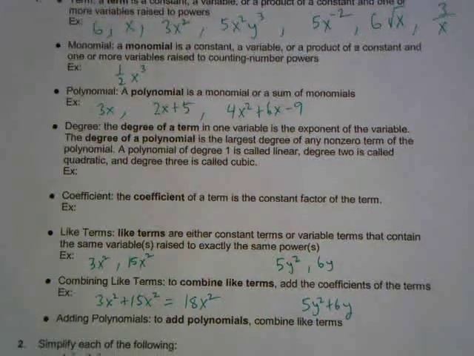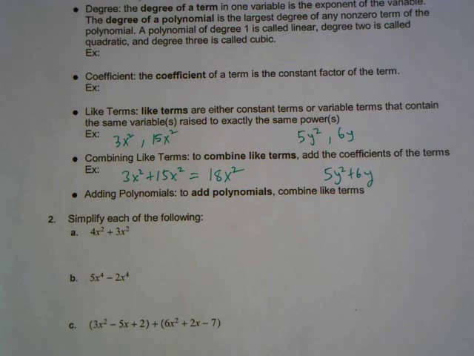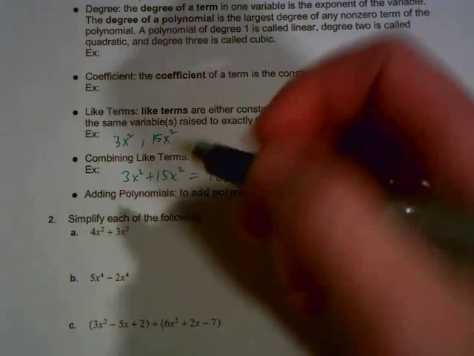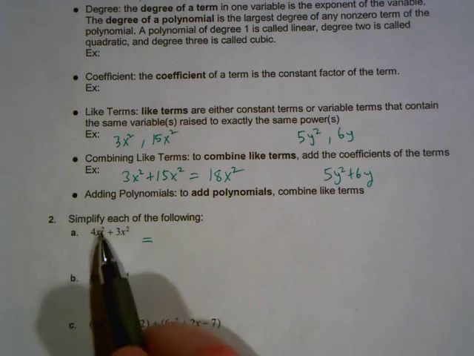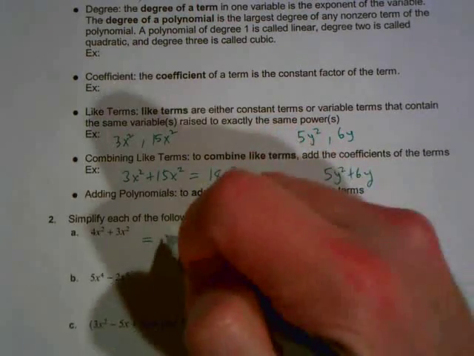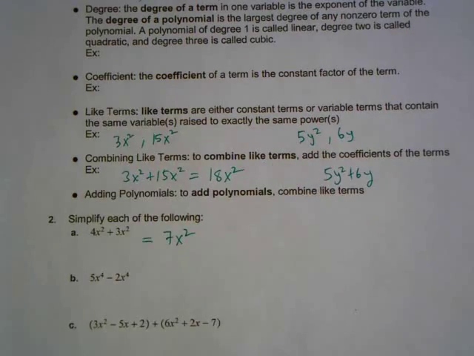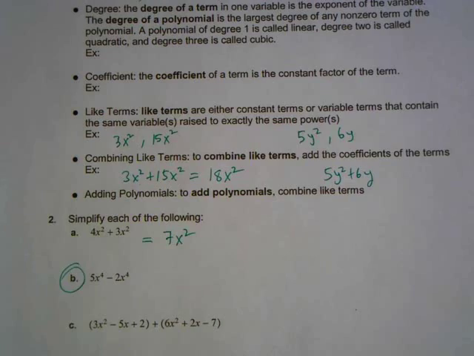Okay, so that's all the definitions, and that gets us down to what we're really going to do in this section, which is adding and subtracting polynomials. So, if I have 4x squared plus 3x squared, I notice that these both have x squareds. They're like terms. I simply add the numbers out front. That's 7x squared. And of course, this shouldn't surprise you. Part B, you're going to do at home.